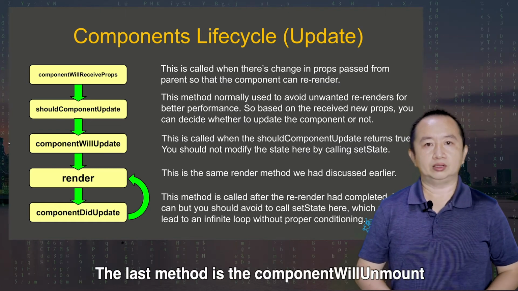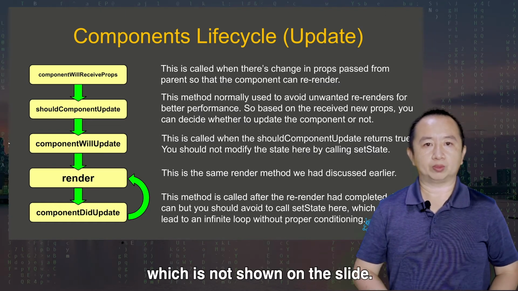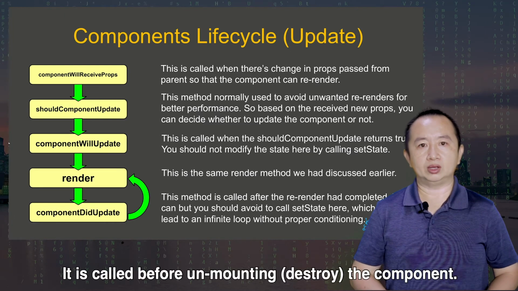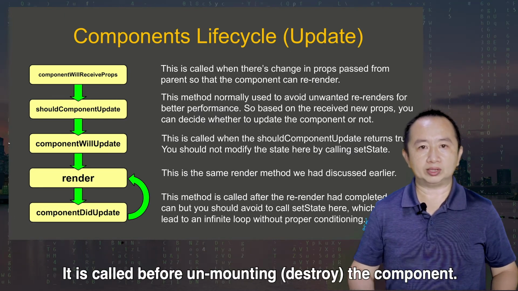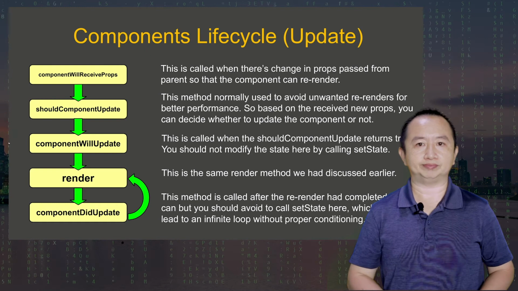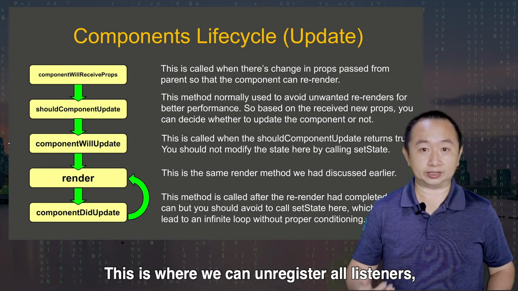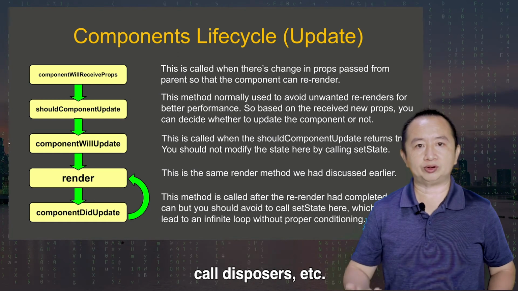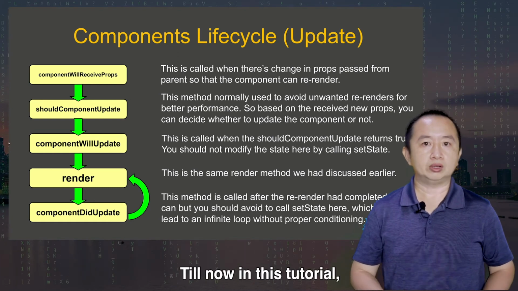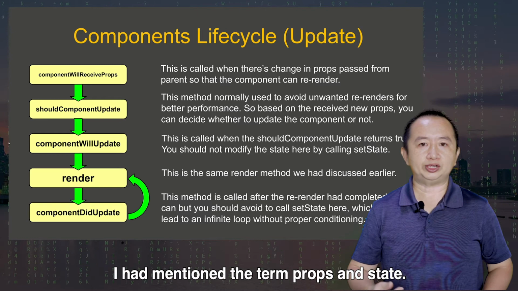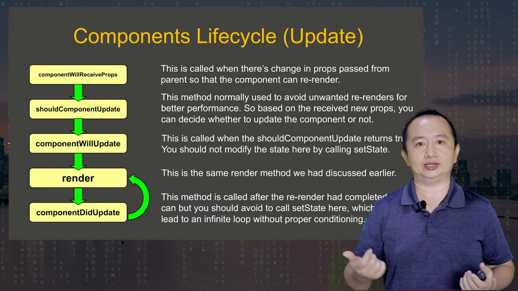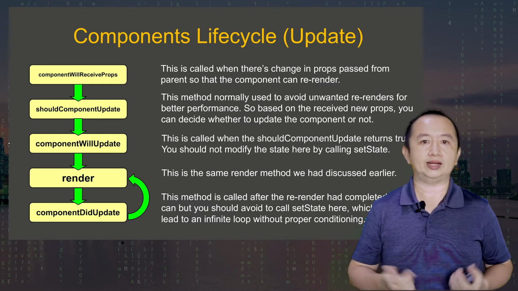The last method is the component will unmount, which is not shown in the slide. It is called before unmounting destroys the component. This is where you can unregister all listeners, call disposers, etc. Till now, in this tutorial, I have mentioned the terms props and state. You might ask, what is that?